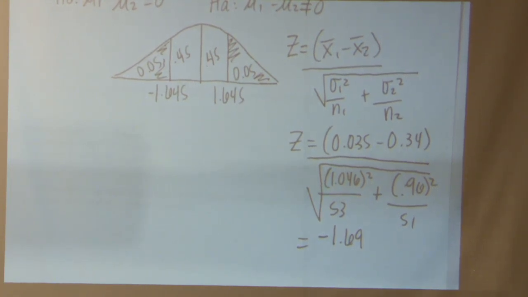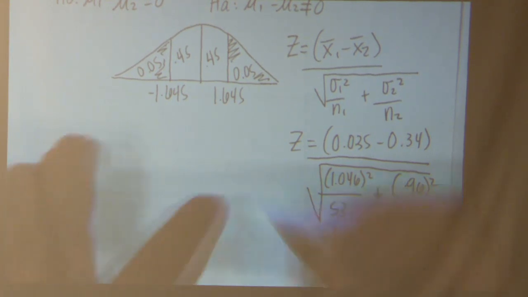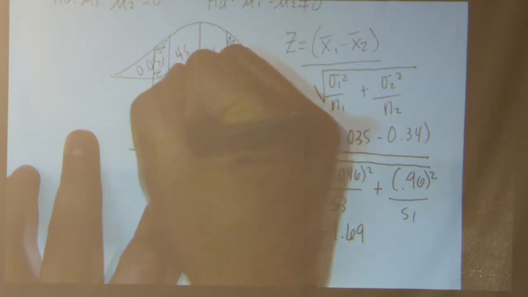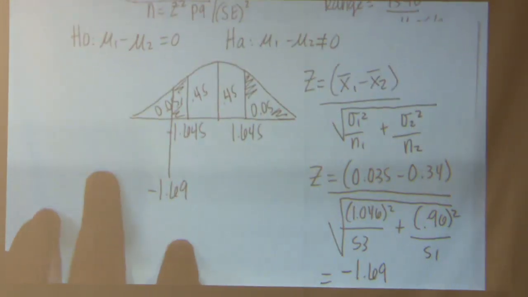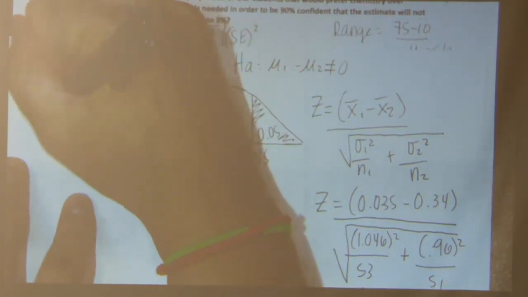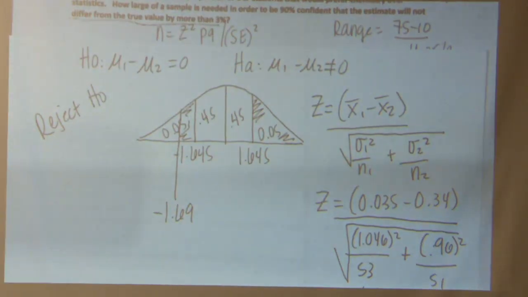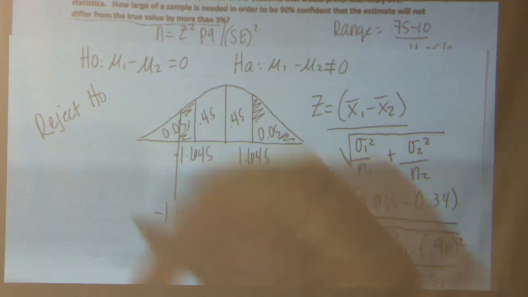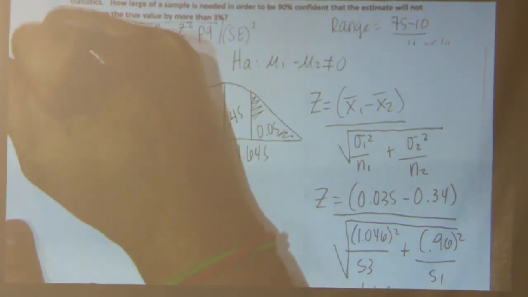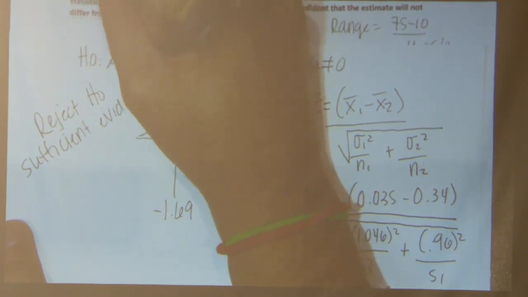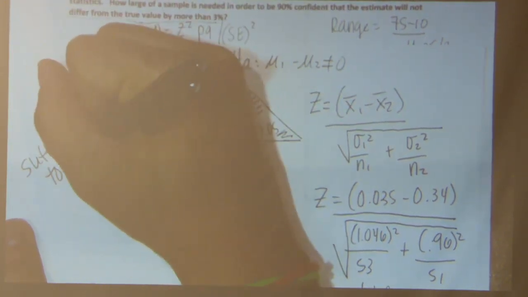And now we can place that on our chart. So that is actually going to fall in our rejection region. So we're going to reject the null hypothesis. If we reject the null hypothesis, there's going to be sufficient evidence to support the alternative.